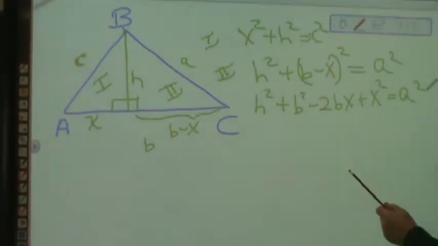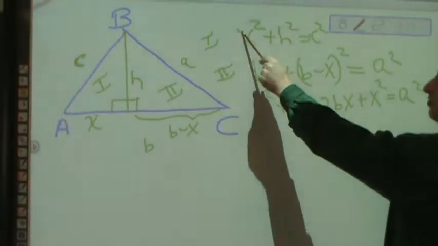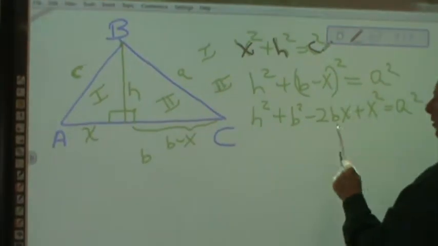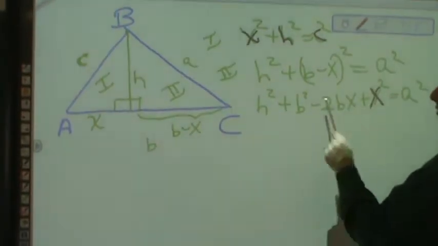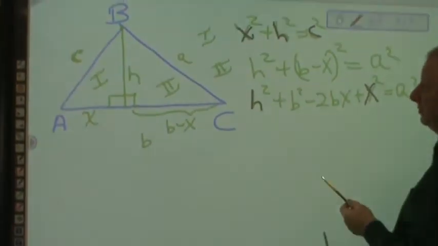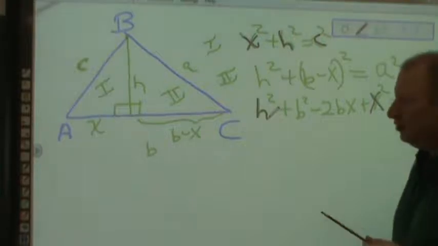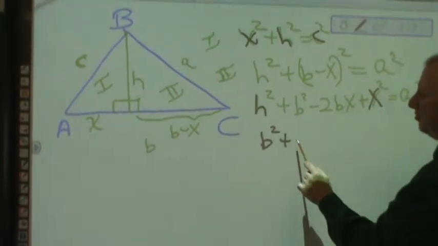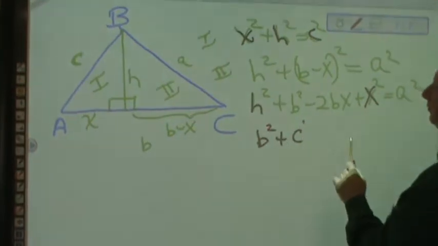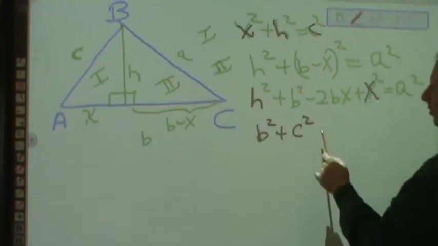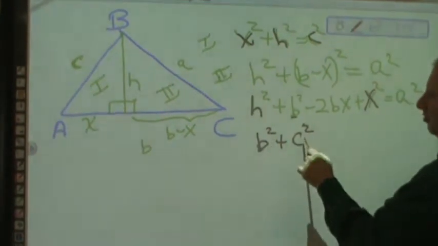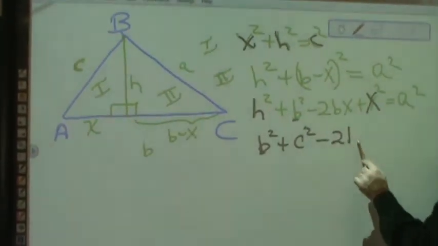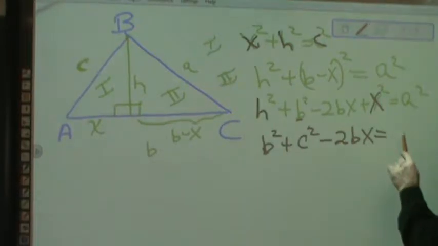Now let's look at what I have. I have up here x squared plus h squared equals c squared. Well, I could always substitute. So I'm going to say b squared plus c squared, here's your b, here's your c, by substitution, minus 2bx is equal to a squared.